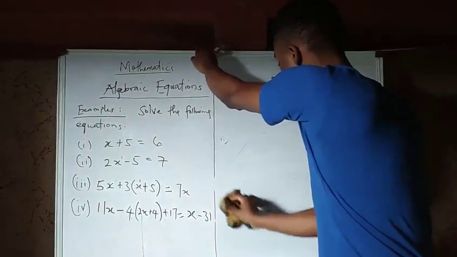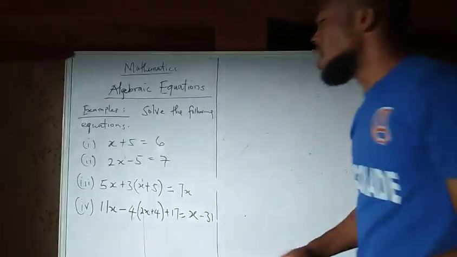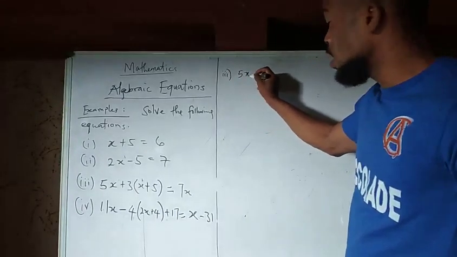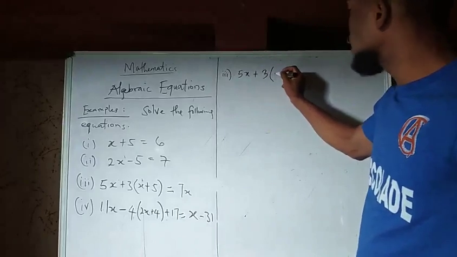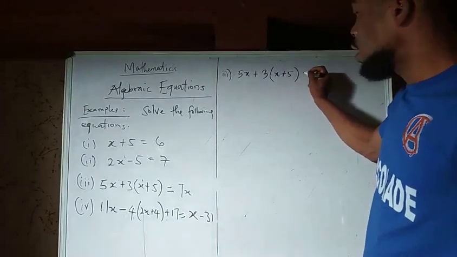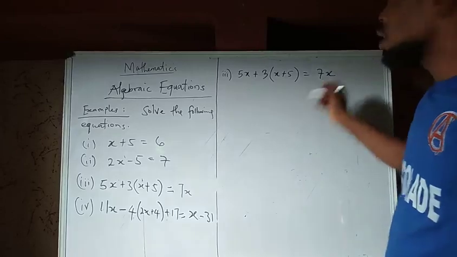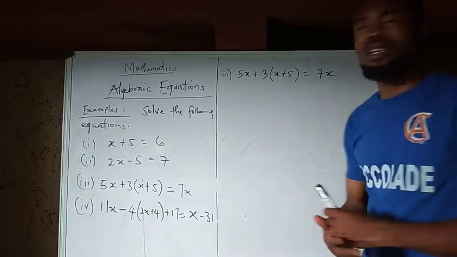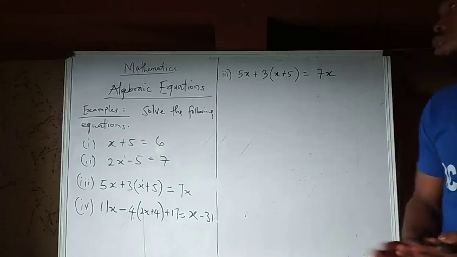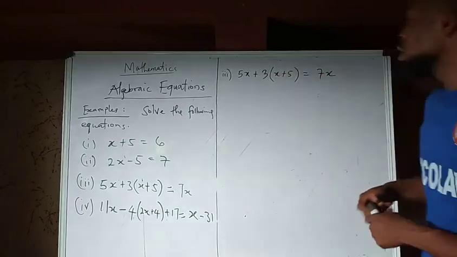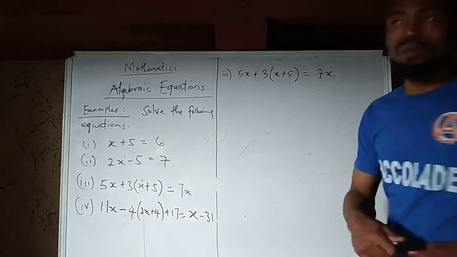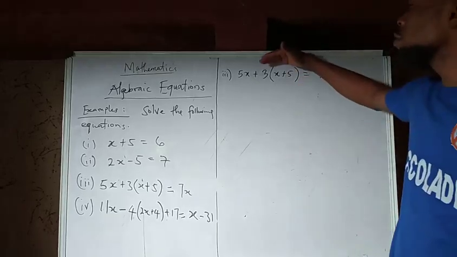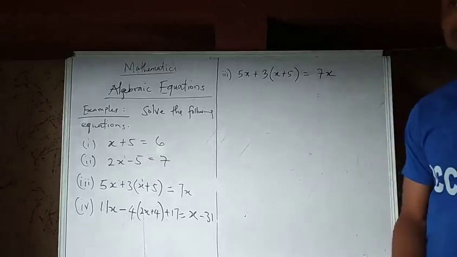Let's move on to the very next one here, where we have 5x plus 3 into the bracket of x plus 5 equals 7x. Now this is a little bit advanced, but it's just the same methodology, only that in this case the right hand side is looking a little bit complex. So all we have to do is to simplify the right hand side first of all.